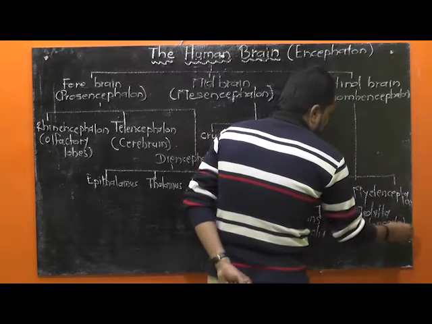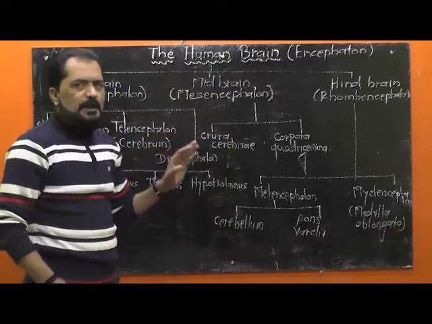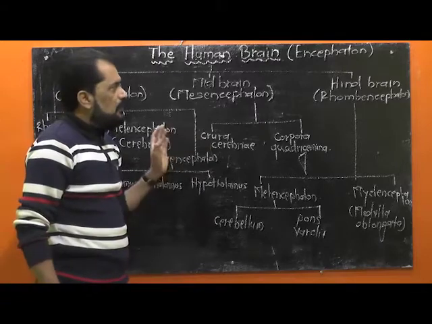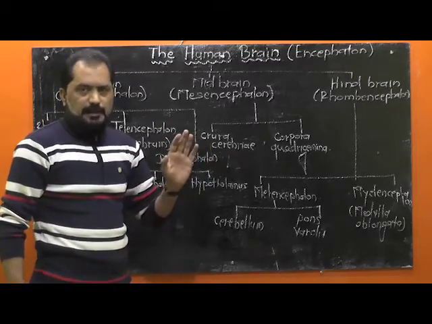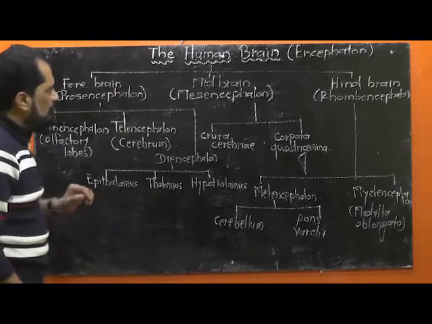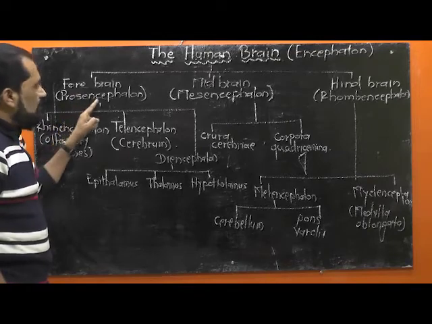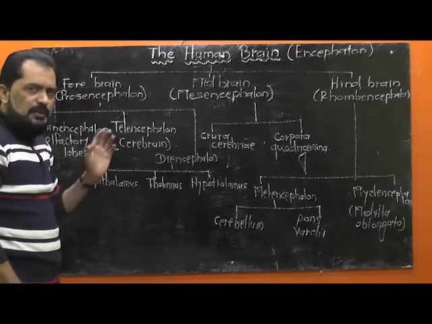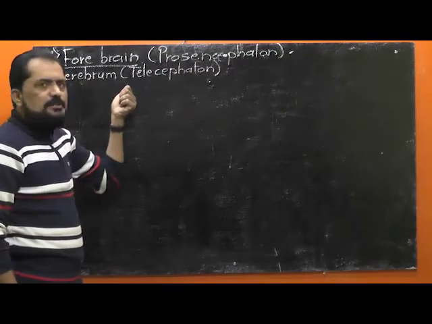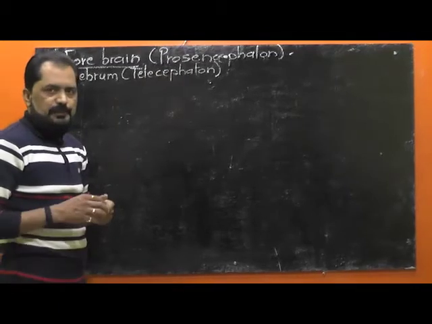In this manner, I have mentioned the major parts and subparts of the human brain, and we have to discuss all these parts one by one. So now we are going to start our study from the first major part of the brain, that is the forebrain or prosencephalon. So the first major part of the brain is the forebrain.